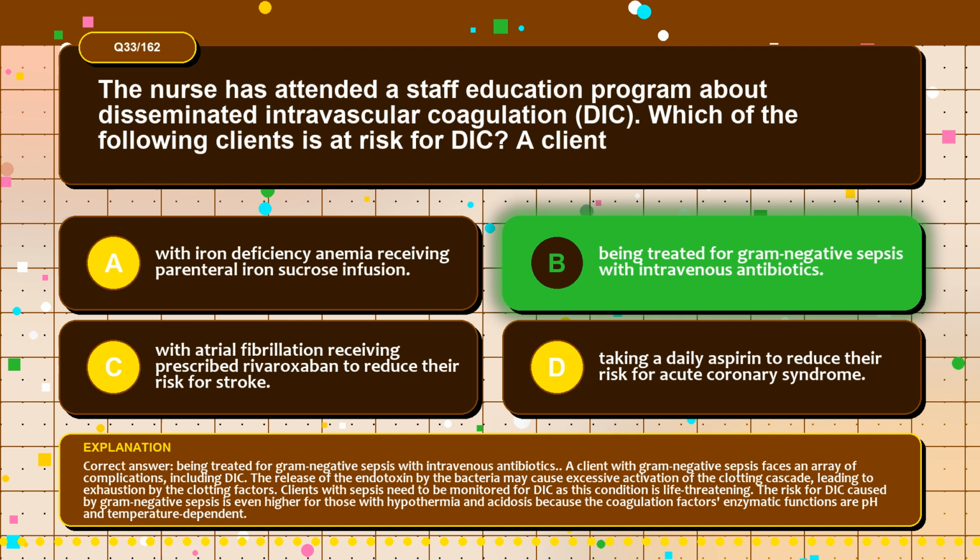The release of the endotoxin by the bacteria may cause excessive activation of the clotting cascade, leading to exhaustion of the clotting factors. Clients with sepsis need to be monitored for DIC as this condition is life-threatening. The risk for DIC caused by gram-negative sepsis is even higher for those with hypothermia and acidosis because the coagulation factors' enzymatic functions are pH and temperature dependent.